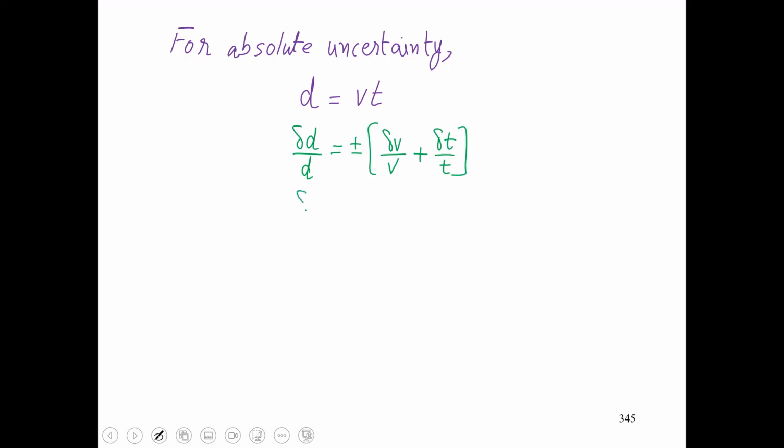So I will move the denominator d to the other side. This shifting is necessary when you are finding absolute uncertainty. And then you multiply with d. Now copy this example.